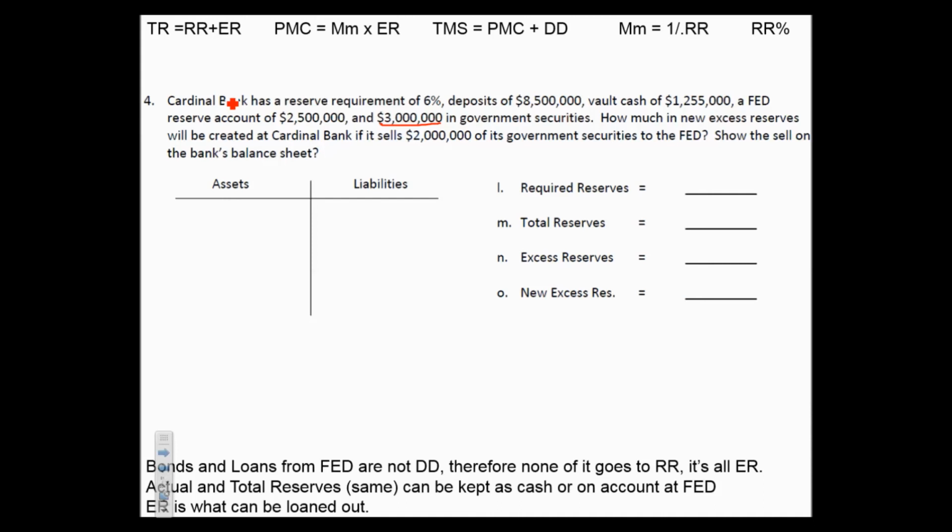So they've got deposits of $8.5 million. Where do they go? Liabilities.